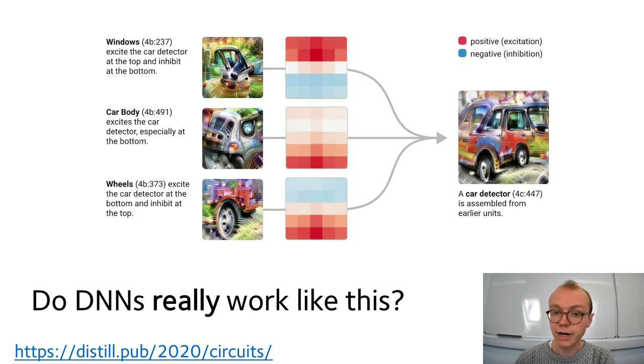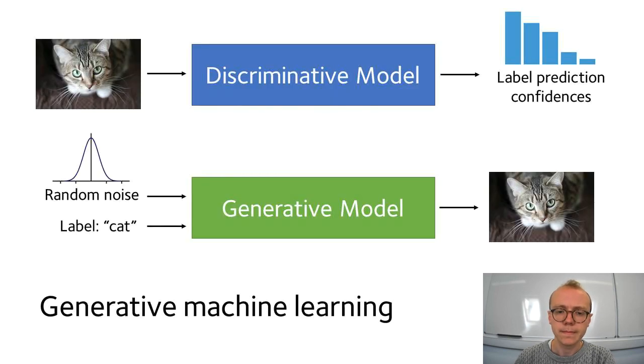Do deep neural networks really work like this in practice? Well, there's some interesting evidence that yes, they really do. For example, this car detector neuron on the right seems to be composed of window, car body, and wheel detector neurons in the appropriate way. But discriminative models like the classifiers we've been talking about so far are not the only kind of deep neural network. In our method, we make use of generative models. Whereas an image classifier network takes an image and predicts its label, a generator network takes a label and generates an image.